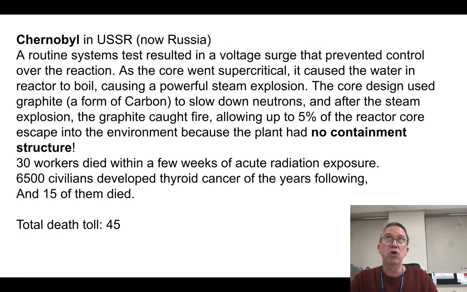Then there's Chernobyl. Chernobyl is by far the worst disaster that ever happened in a nuclear power plant. And this happened in what was the USSR, which is now Russia. Again, it was just a routine system check, but it caused basically a voltage surge. So these bubbles started forming, and that let neutrons through too fast. The bottom line is you had a meltdown, and there was an explosion. But what they were using as a moderator instead of water was graphite, which is a form of carbon. Well, carbon burns, so you got this fire.